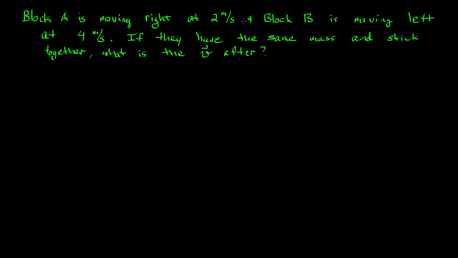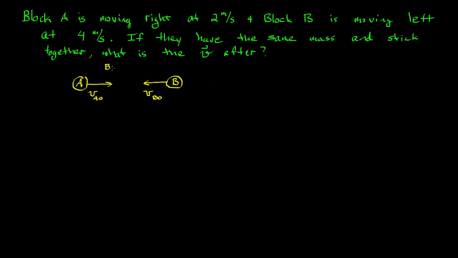Okay, so in this one, we're going to have two blocks moving towards each other. Block A is moving right, block B is moving left. They have the same mass, and we want to know the velocity after the collision. So let's draw it first. Block A is moving this way, and then block B is moving towards it, moving left. So we're going to have momentum on both of these. This would be VA naught and VB naught. The masses are the same.